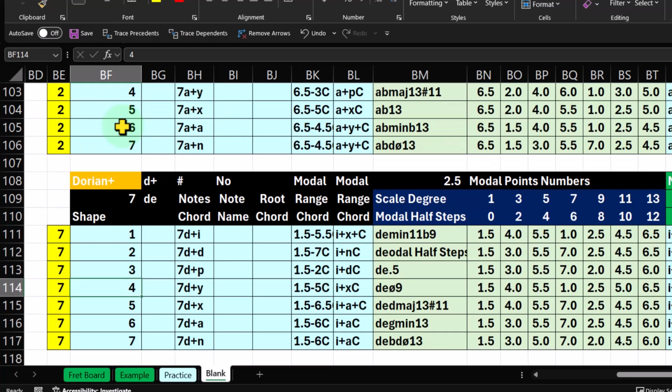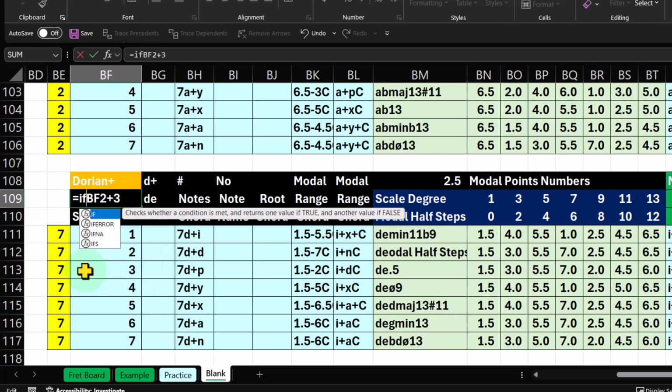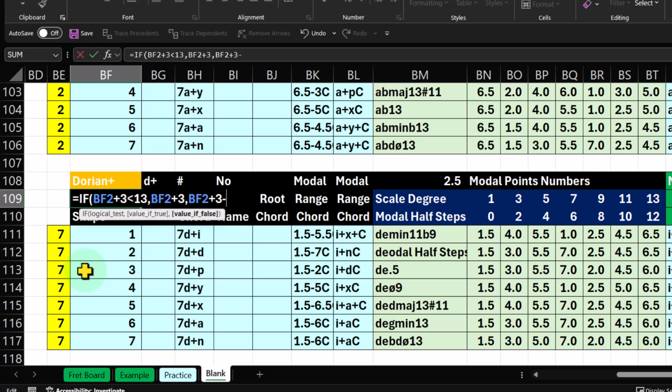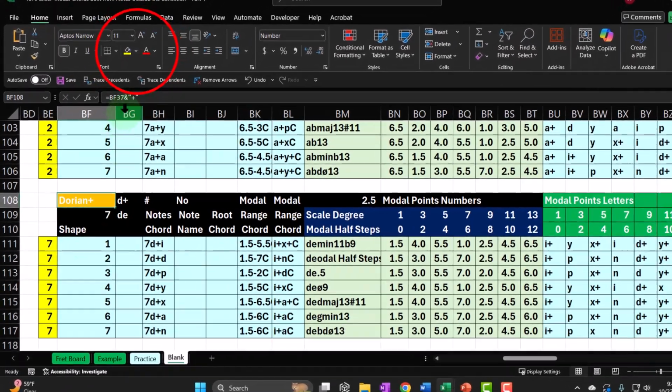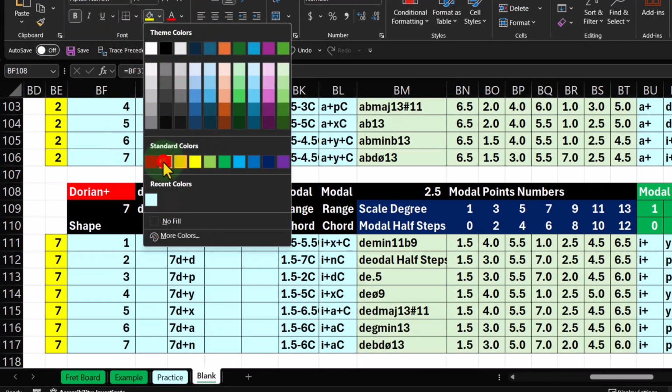Gives me, yeah, that's correct. But I want to make it so it doesn't go over 12. So I'm going to say if we change the collection of notes at the top of the worksheet. So if this copy is less than 13, then do that. But if not, do that minus 12. Boom. Let's make this red, because that's the one we're on at the time.